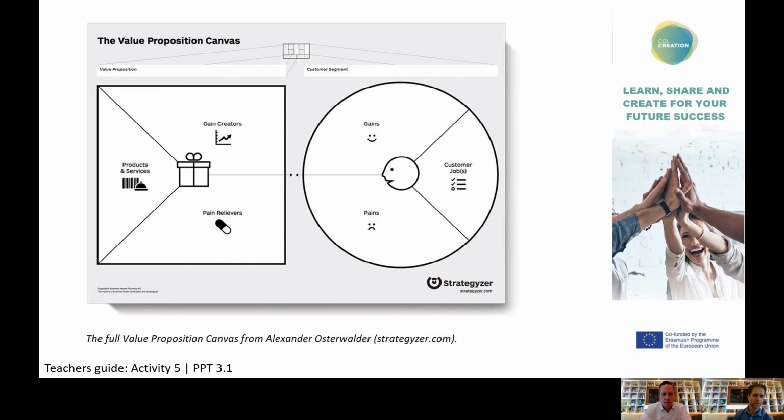Why? Because we can see if they both match in the middle, where the arrows come together, and that we have a match, and we can have an added value to the customer and propose this to the customers and market this.